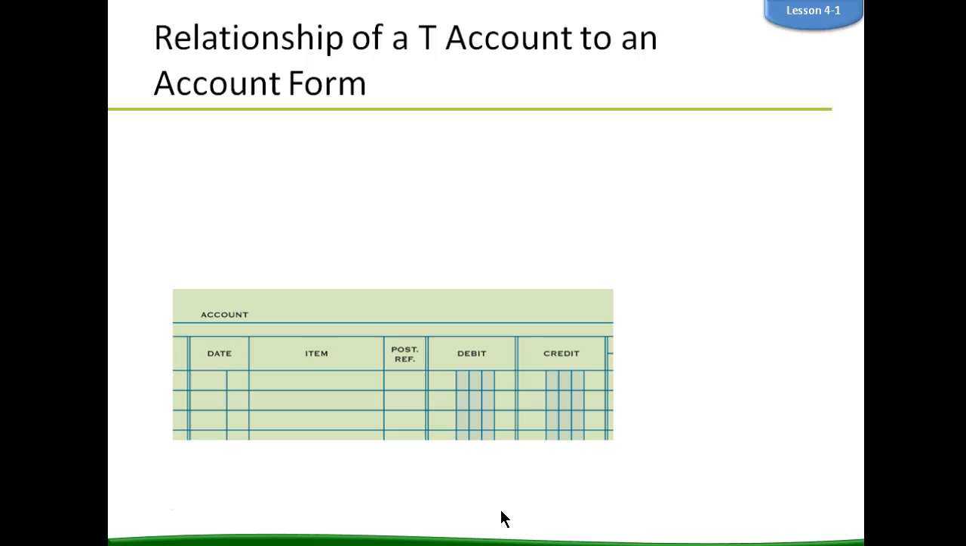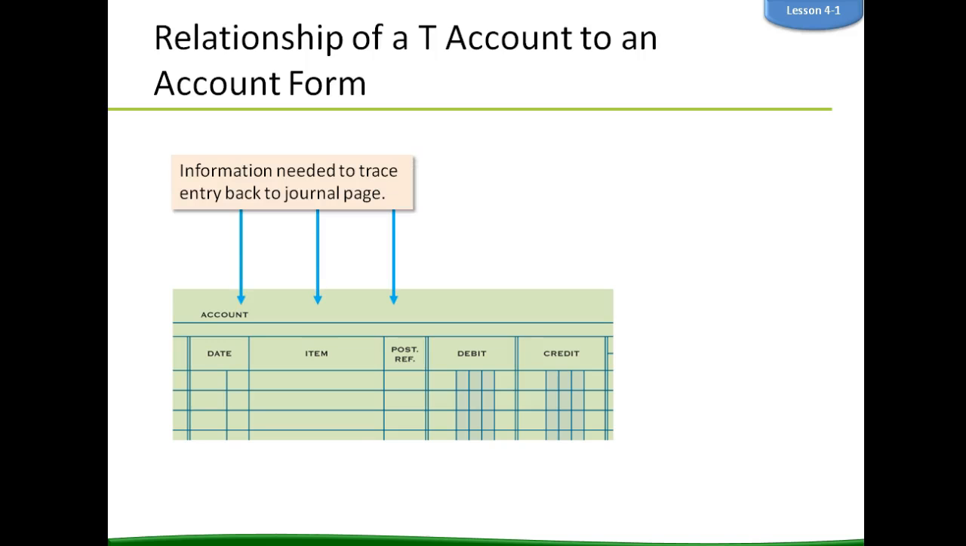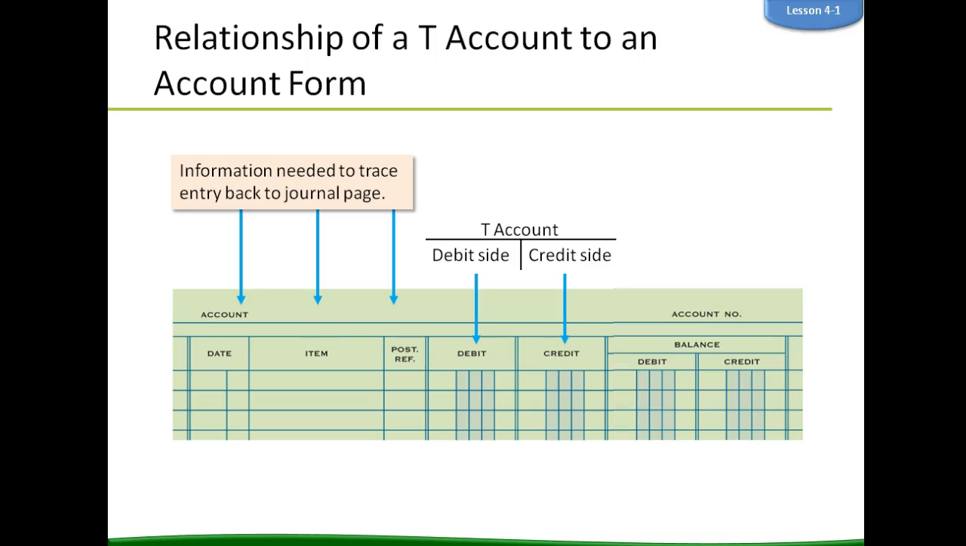All right, so the relationship of a T account to the account form. We're looking at the information that's needed to trace the entry back to the journal page, and that's going to be this stuff right over here. So then the T account, the debit and the credit, are listed as those first two columns that we were seeing in the account form. Finally, we have the balance information that's over here on the very far right-hand side of this account form.